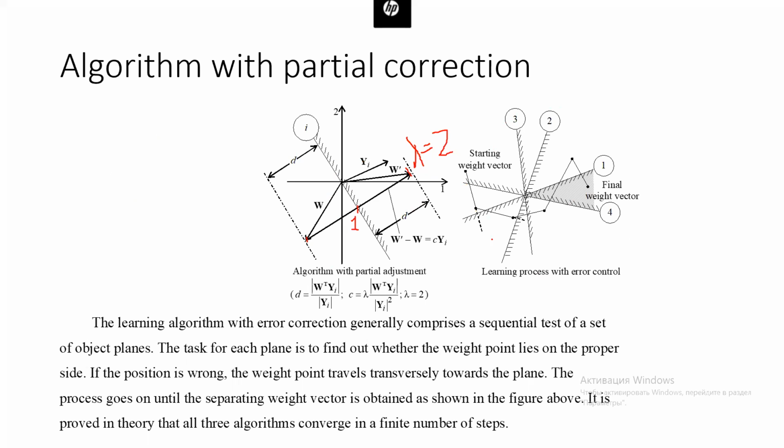So it's an example in the right part for four objects. We have the first hyperplane for our object, and we just move our vector from some randomly initialized vector to the next position.